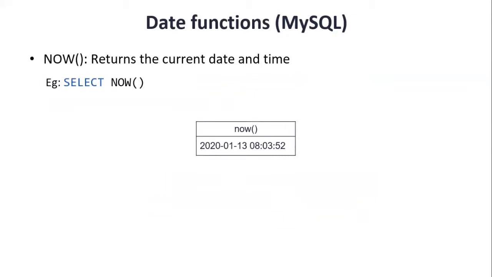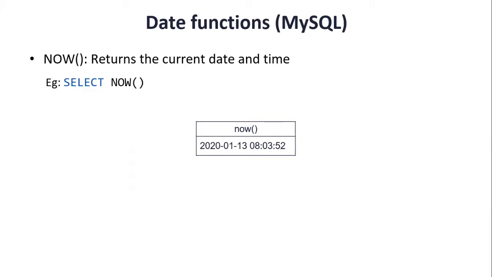Now let's look at some of the date related functions. And again, these functions differ from SQL database system to system. So what I have taken here are a few date functions available in MySQL. So we know MySQL is one implementation of the SQL standard, and there are various other types of databases as well. So I have taken a few functions available in MySQL here for examples.